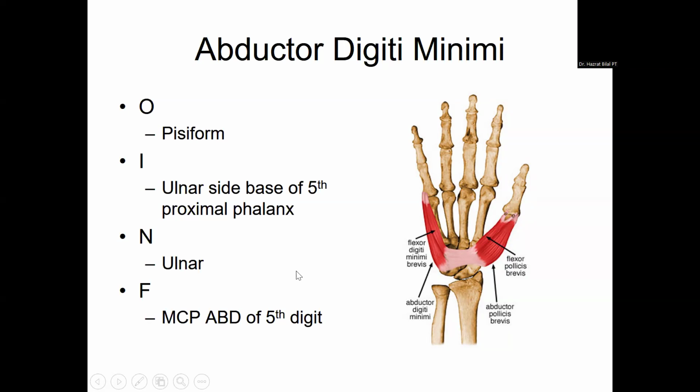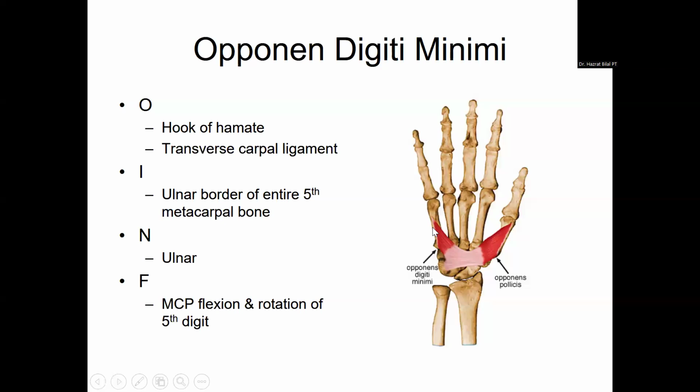Ulnar nerve is supplying this short muscle. Many of the short muscles, they are supplied by this ulnar nerve. And its main function is the metacarpophalangeal abduction of the fifth digit. The next is the opponens digiti minimi.